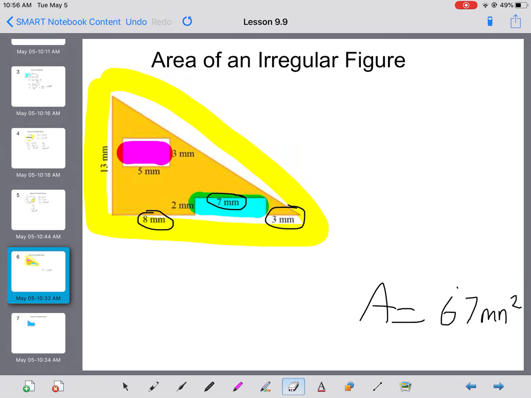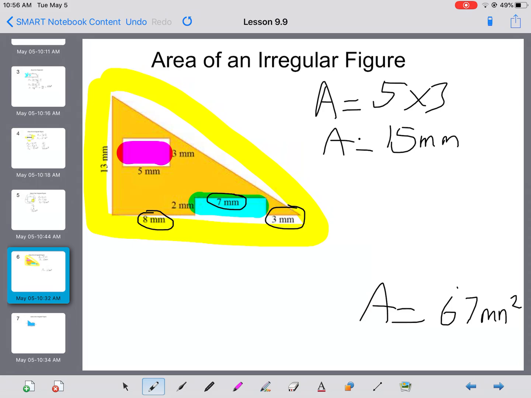But now remember, my entire triangle is not orange. So what I need to do now is take out the chunks that are not orange. I'm going to start with that pink one that I highlighted. And I know that 5 times 3, or 15 millimeters, is missing from my orange triangle. Then I'm going to do my blue one. Again, 7 times, I almost did 3, careful, the height is 2. 7 times 2 equals 14.